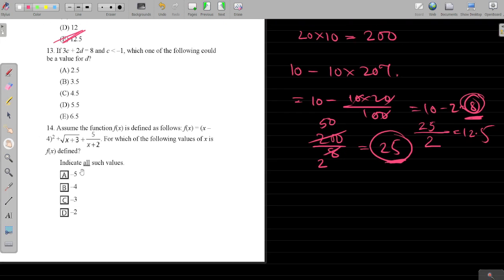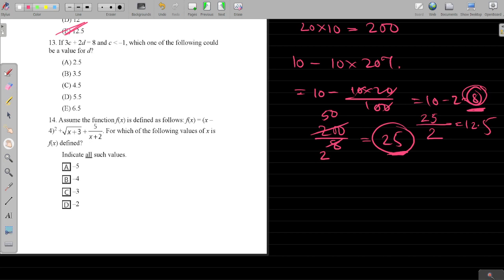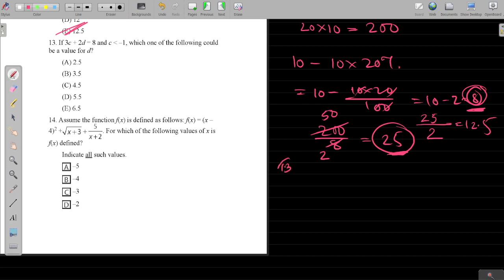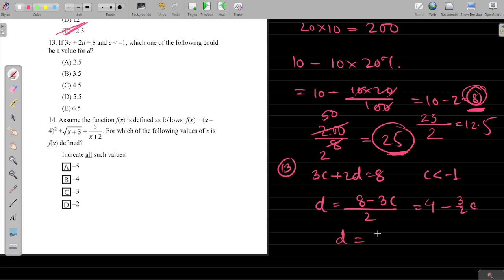Now the next one will be 13. Number 13 will be this one. So 3c plus 2d equals 8, and here c is less than -1, right? So which of the following could be the value of d? So value of d will be 8 minus 3c, divided by 2. So if I divide this 8 by 2, I will get 4 minus 3 by 2c. So I will get d equals 4 minus 1.5c.